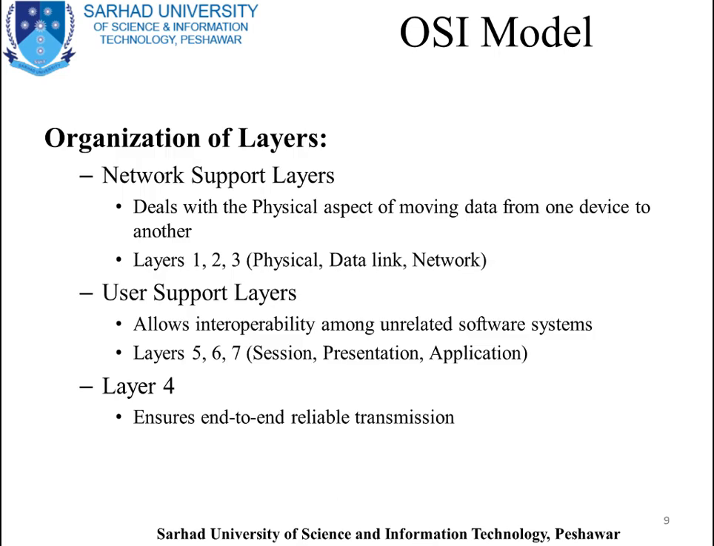Now, what is the organization of these layers? I've already told you that the first three layers, L1, L2, L3, are basically network support layers, and they are administered by the network side. And the last three layers, layer 5, layer 6, layer 7, are basically user support layers. They support the user, and help you to manipulate the data as per your requirement. I will not be teaching you how to manipulate data, but I will show you how you can understand these things. I have already told you that layer 4, the transport layer, is not a part of either of these layer groups, but it is somewhere in the middle, and it performs as a bridge between these two. It performs connectivity.